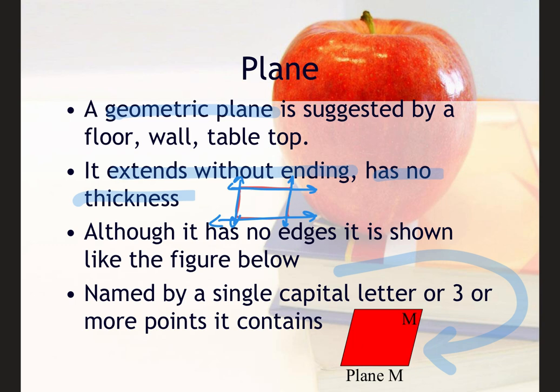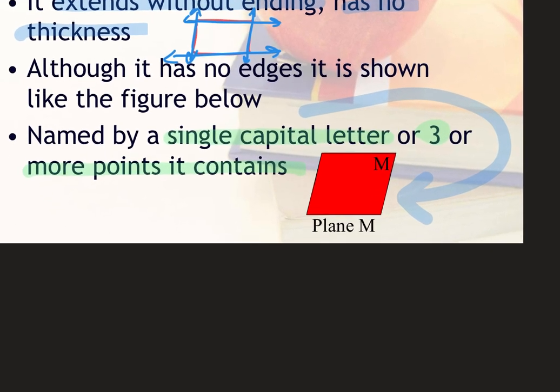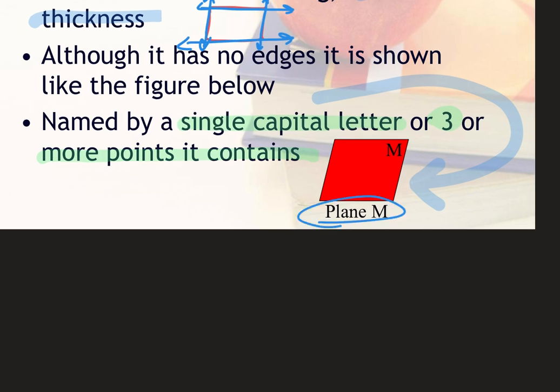You can name a plane by a single capital letter, or by 3 or more points it contains. So if you look at this plane, for example, you can either call this plane M, or if there were coordinate points like A, B, C, you could also call it plane ABC, or BCA, or CAB. The order of the letters is not important there. What you can't do is mix M in there. M is not a point. M is the actual name of the plane, so you can't use it as a point.